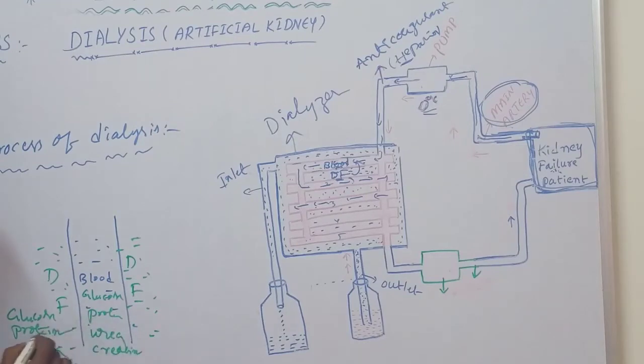So here, if you compare the composition of dialyzing fluid and blood, the dialyzing fluid is similar to the plasma of blood, except waste materials. In the blood, nitrogenous waste materials are there, but in the dialyzing fluid, there are no waste materials. So what is happening here? From the blood, whatever waste materials are there, those waste materials are diffused from high concentration to low concentration by the process of diffusion.